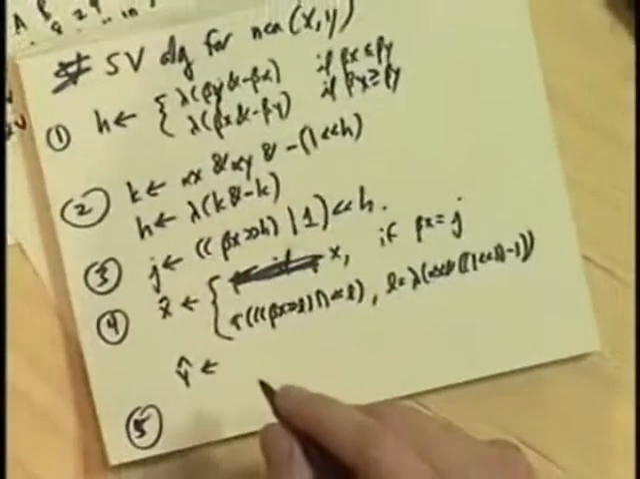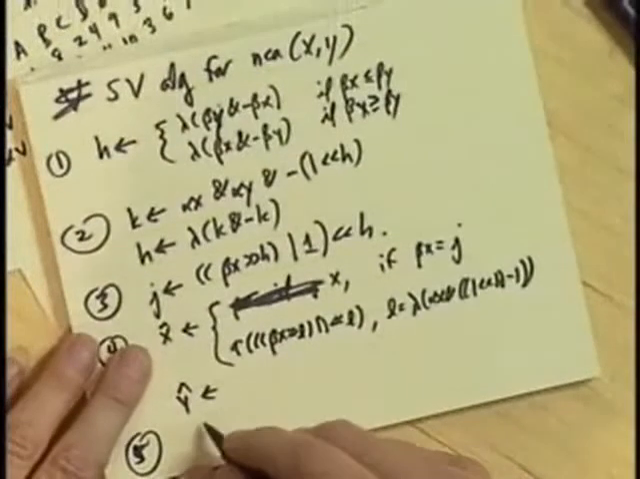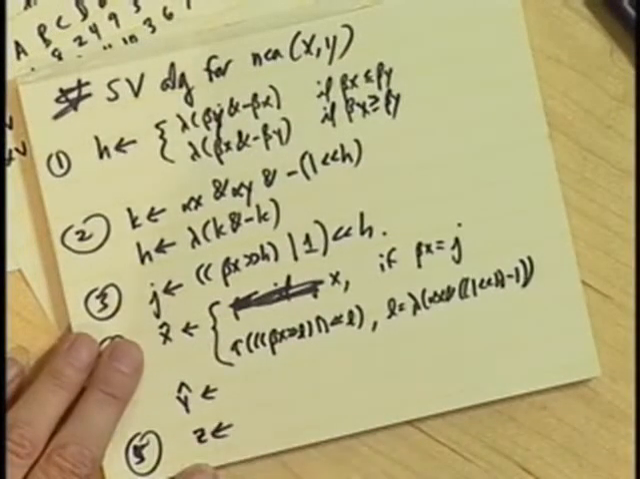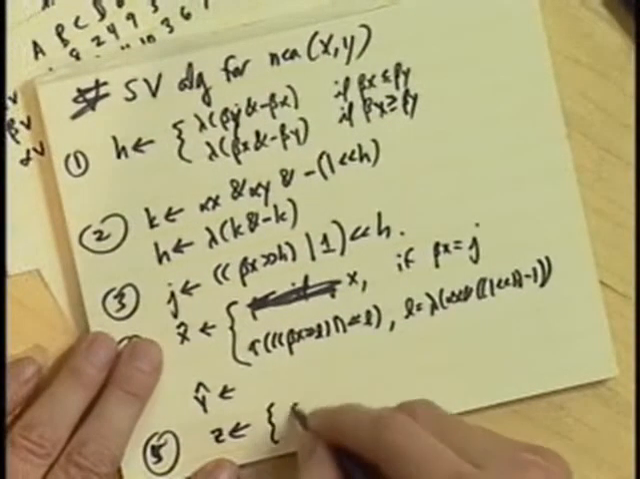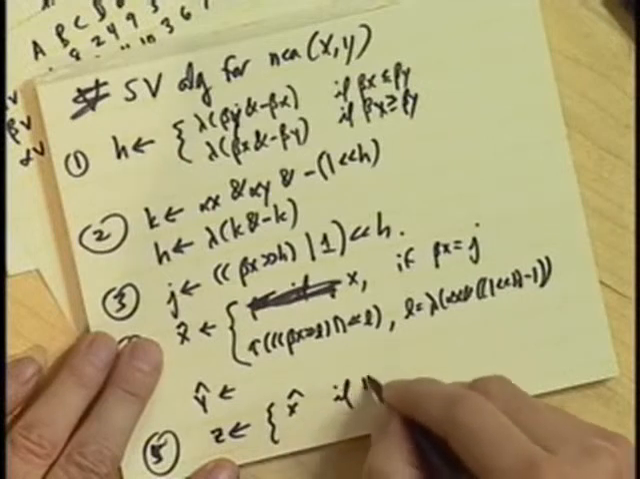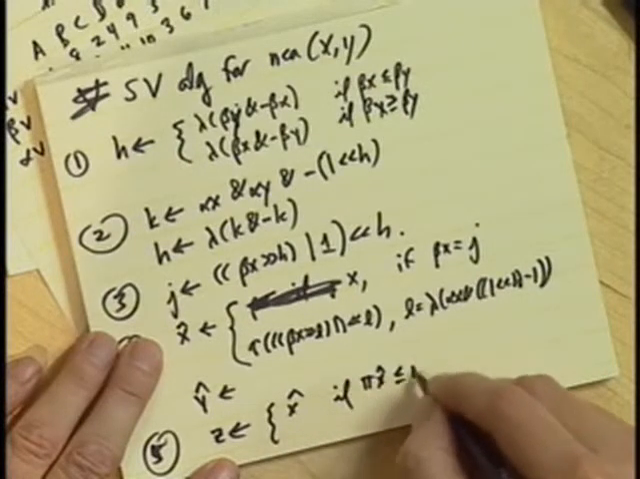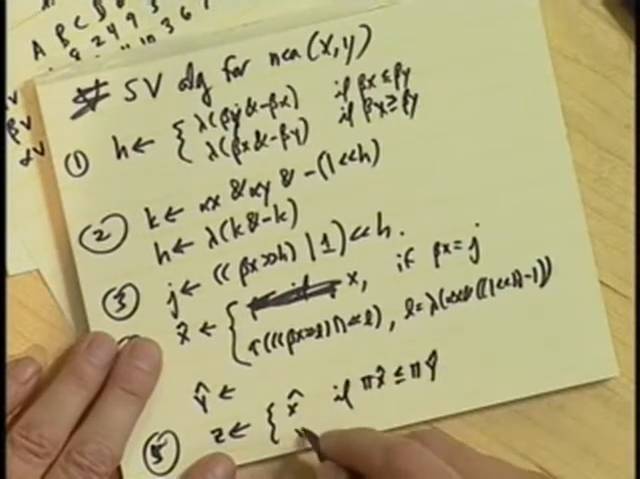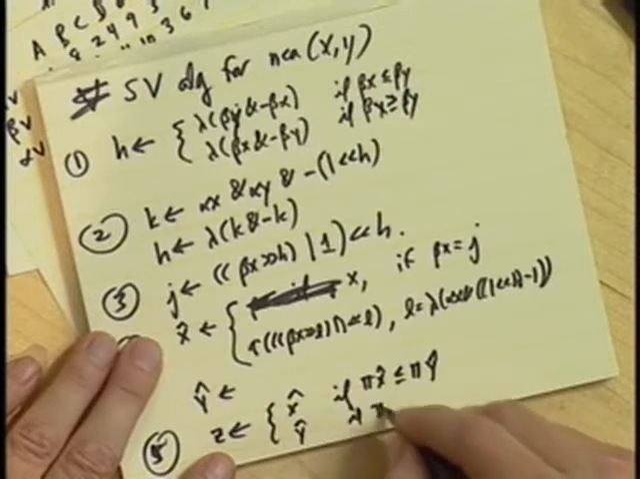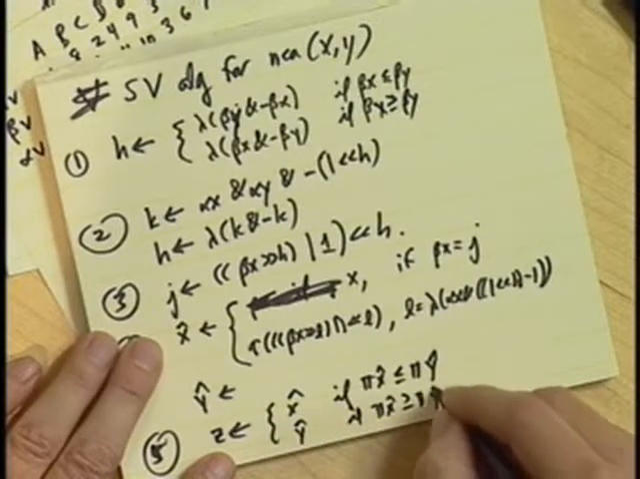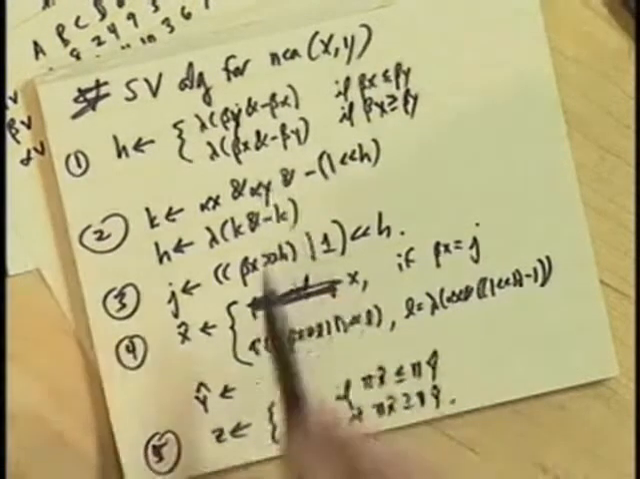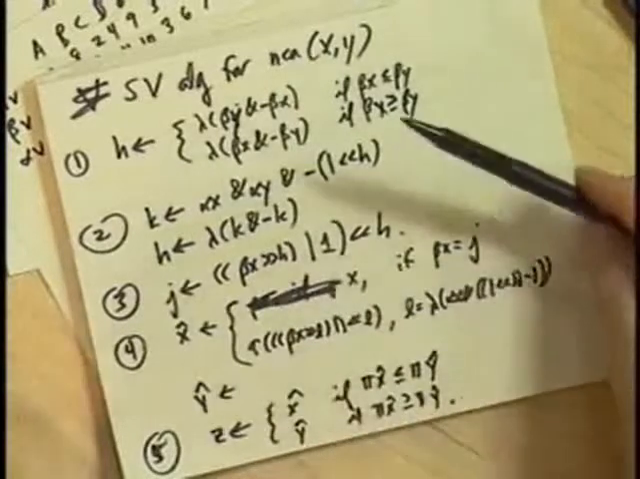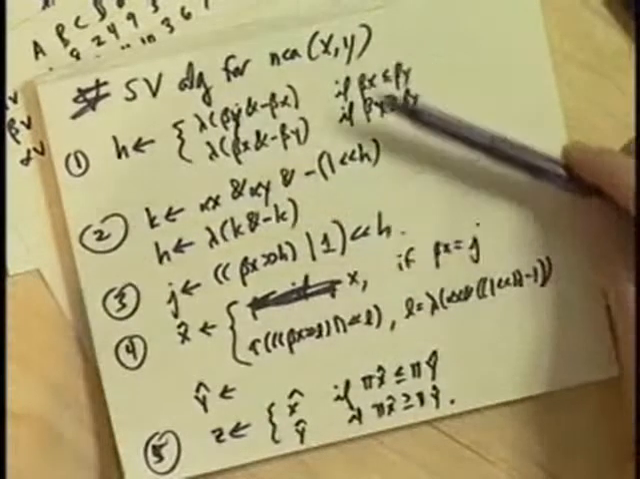And finally, the last step is z, the nearest common ancestor, this is our answer, and it's equal to x bar if pi of x bar is less than or equal to pi of y hat, and y hat if pi of x hat is greater than or equal to pi of y hat. Okay, well this is the whole algorithm. It's a finite number of steps.